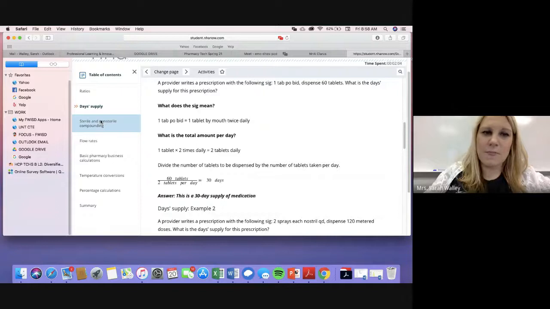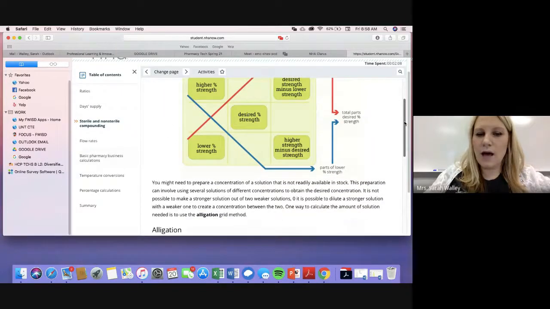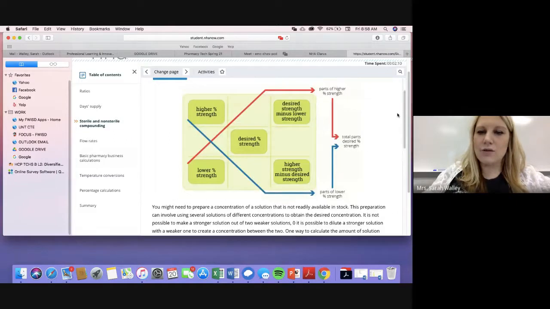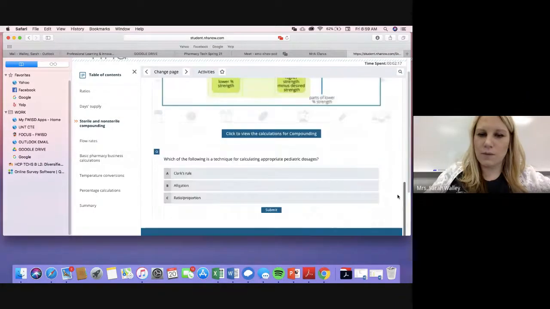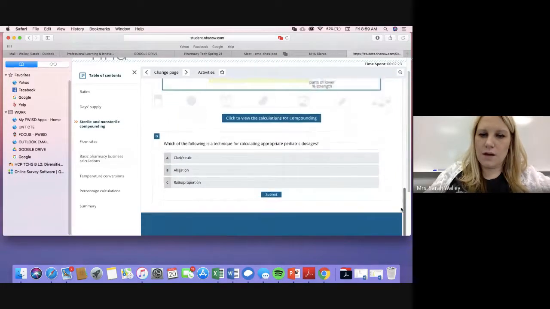It's pretty easy. They talk a little bit about sterile and non-sterile compounding, and alligation. I will say usually there's only one question on alligation. It's not that hard, but it's something you probably wouldn't be able to do unless you learned it. And then they ask you some stuff down here.